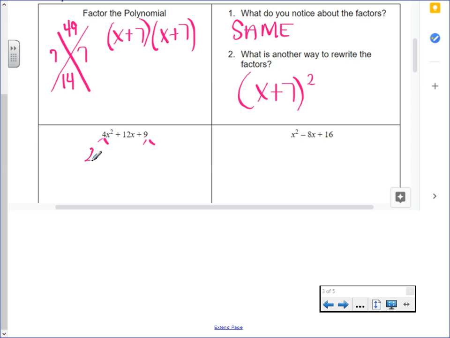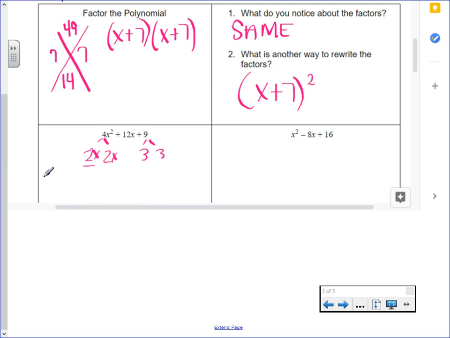I didn't say that right, but it's 2 times 2. 4 is the same thing as 2 times 2, and 9 is the same thing as 3 times 3. What is x squared the same as? So this would be like saying you have 2x times 2x. All right, if your middle number is positive, you know that both of your signs are going to be positive.